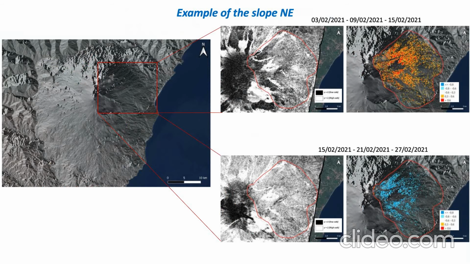Here, I report an example that we have in the slope in the northeastern part. Especially, we see a complete change of the surface coherence, going from a part which is decorrelated, passing to a part which has a really high coherence increase.